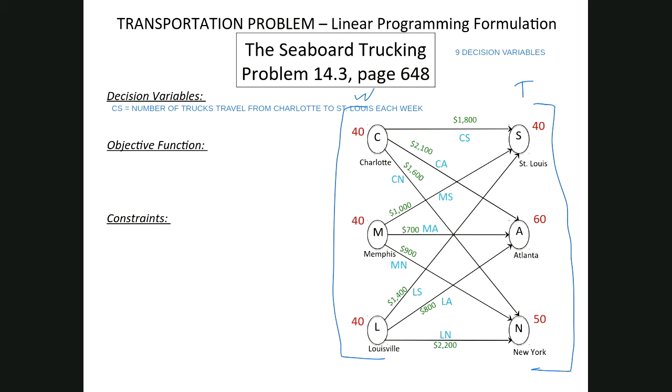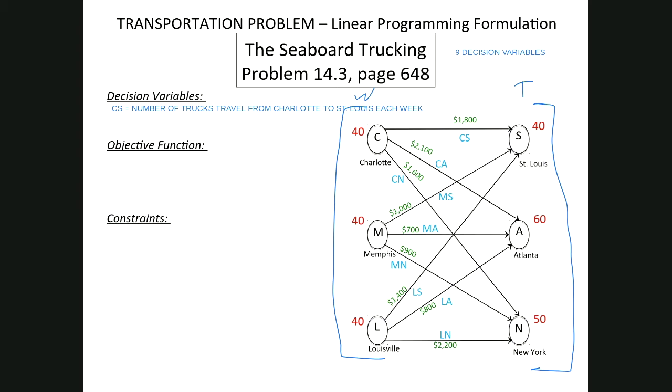And so you see we have 9 different decision variables, and they're labeled here on our graph: CS, CA, CN, MS, MA, MN, LS, LA, LN. Those are our 9 different decision variables. We're going to look at a shorthand way to define these decision variables on the next slide.